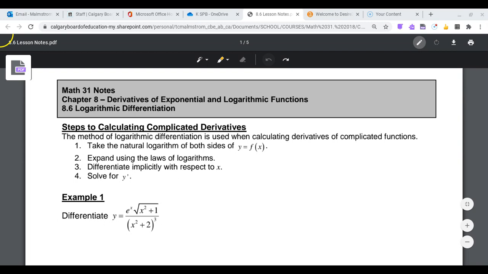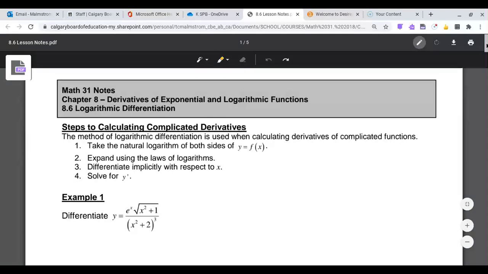Woohoo! This is called logarithmic differentiation. Sometimes we have really complicated looking functions that we're asked to take derivatives of. That looks gross. And you're like, there's a product rule, and there's a quotient rule, and there's a chain rule, and there's a lot going on. So there's a method of logarithmic differentiation that we can use that reduces the number of steps, makes it much simpler to actually calculate the derivative.